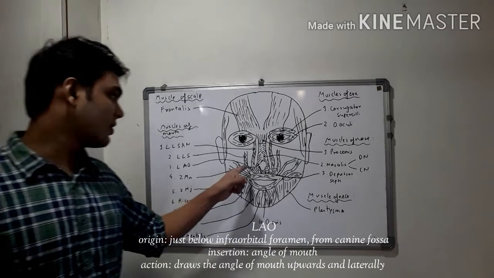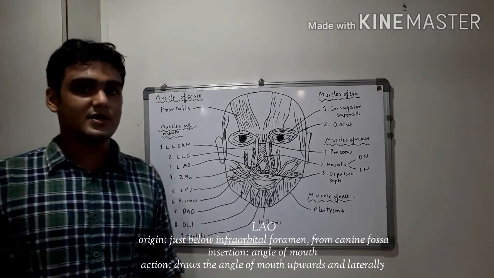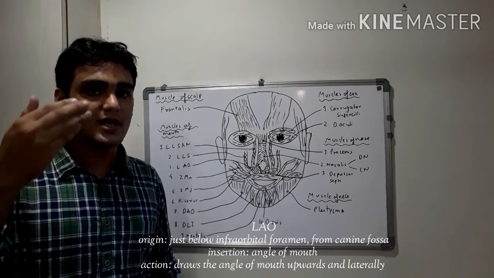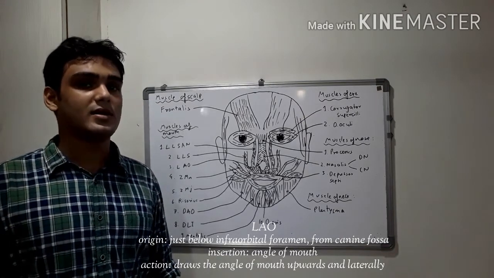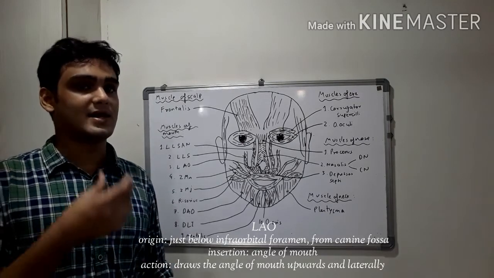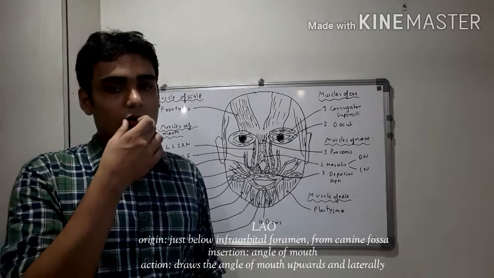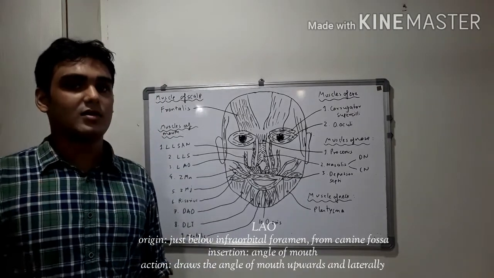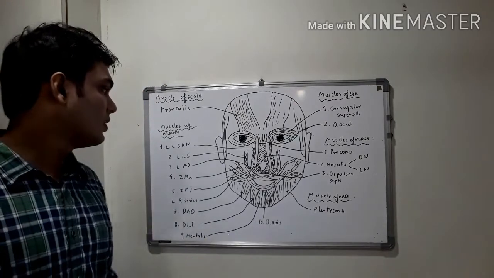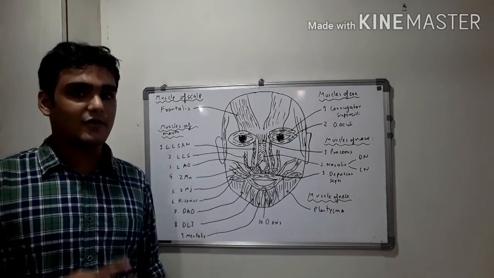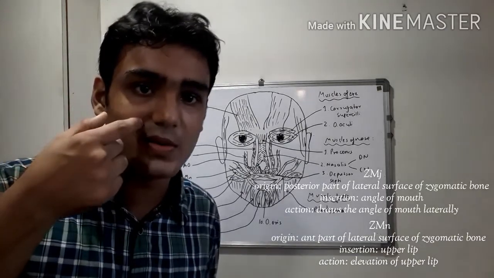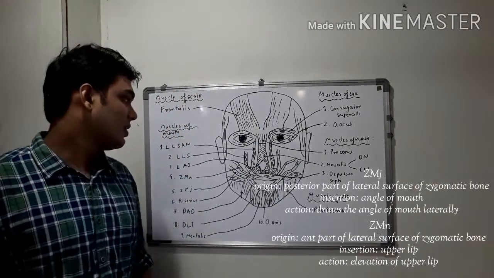Then we have the levator anguli oris. So this muscle originates from the canine fossa, the fossa above the canine tooth, below the infraorbital foramen, and is inserted at the angle of mouth, which is there in the name itself, as it has the function of drawing the angle of mouth upwards and laterally. So, naturally it should be inserted at the angle of mouth. So these are the three levators of upper lip, and these levators form the nasolabial fold. This is the nasolabial fold, and it is formed by the levators of upper lip.